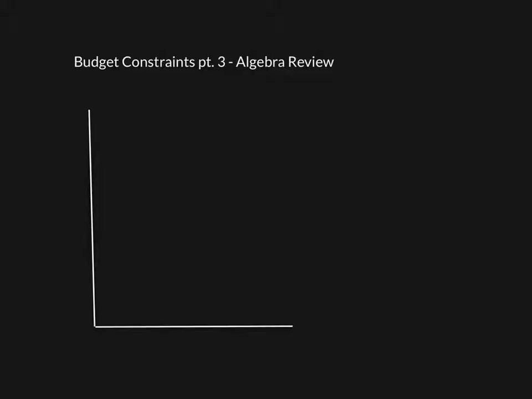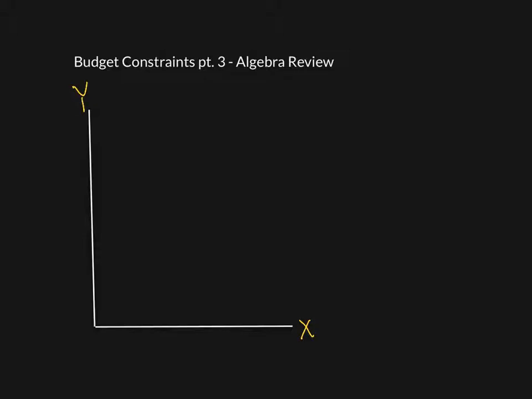So today we're just doing a short video on algebra review using budget constraints. As I mentioned in the last video, a budget constraint or a feasible set is the set of all affordable bundles given a set of prices and an initial budget. So let's go to an example where we have two goods. Let's call them, just to make it easy, good X and good Y.